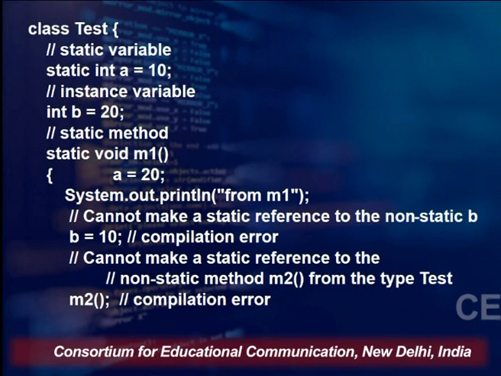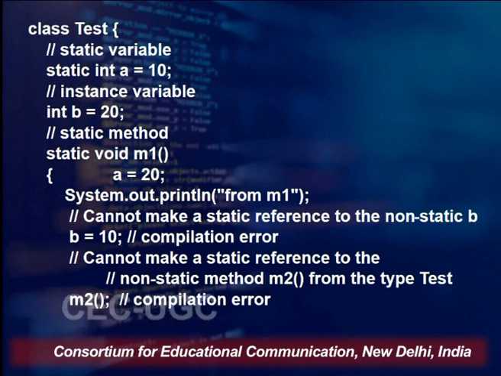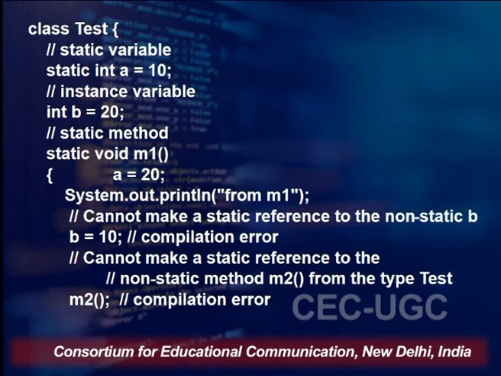Now what happens when a static method refers to a non-static member? As I have told you initially, this is actually not allowed. Here we have a static integer variable A and a normal instance variable B, and a static method m1 in which we set the value of A to 20, which is perfectly fine because A is static. But if we make a reference to the non-static variable B, say B equals 10, this is not going to work and will give a compilation error.